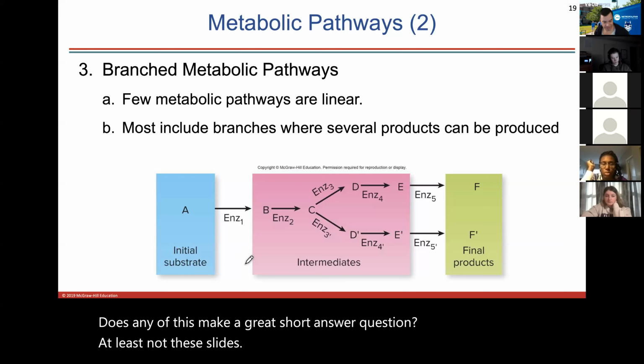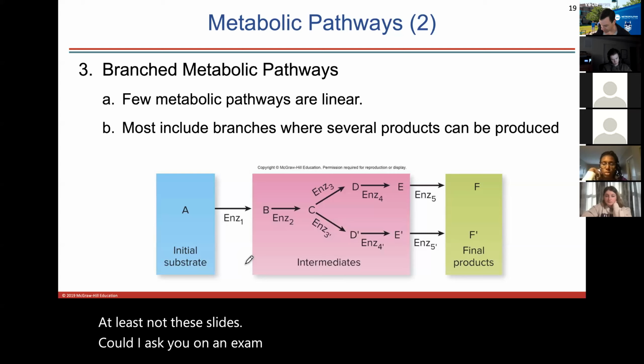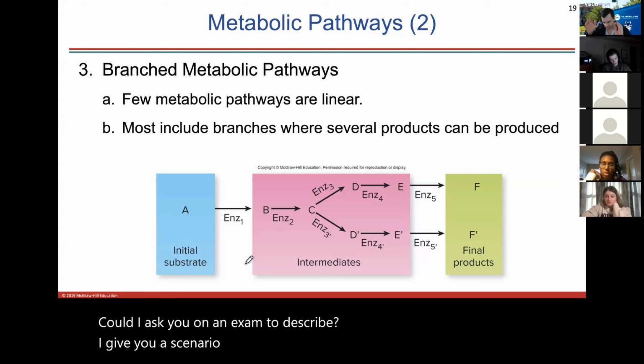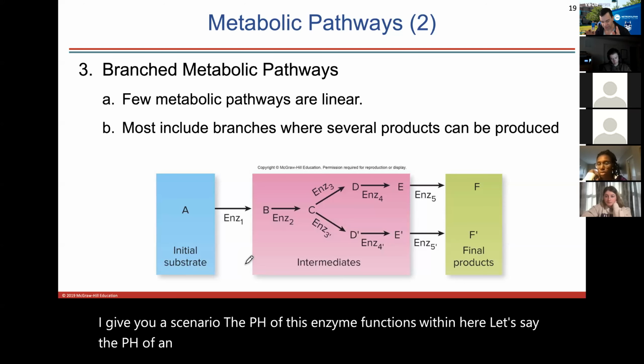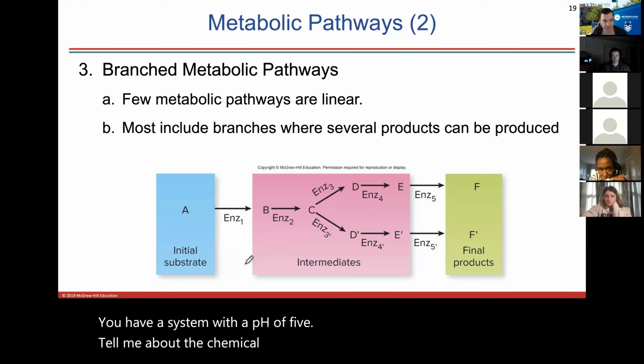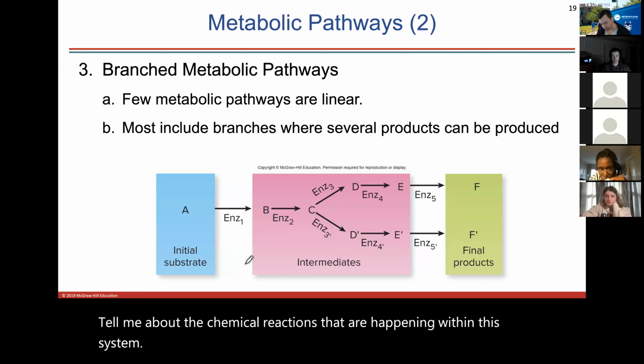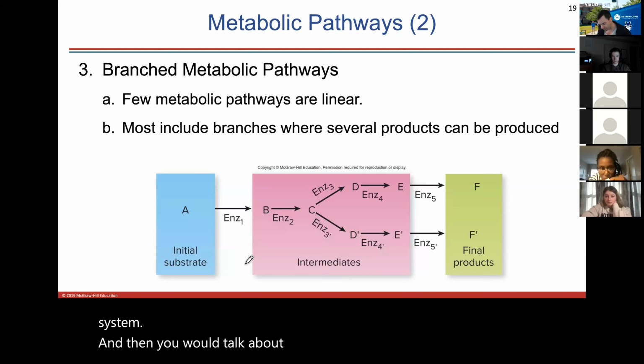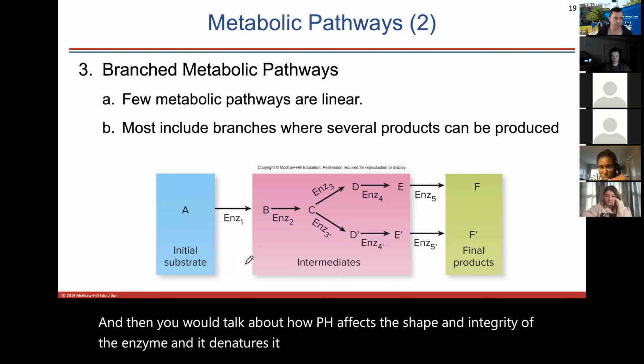Could I ask you on an exam to describe a scenario: the pH at which this enzyme functions is, let's say, between 6 and 8. You have a system with a pH of 5. Tell me about the chemical reactions happening within this system. And then you would talk about how pH affects the shape and integrity of the enzyme, and it denatures it and renders the system useless.